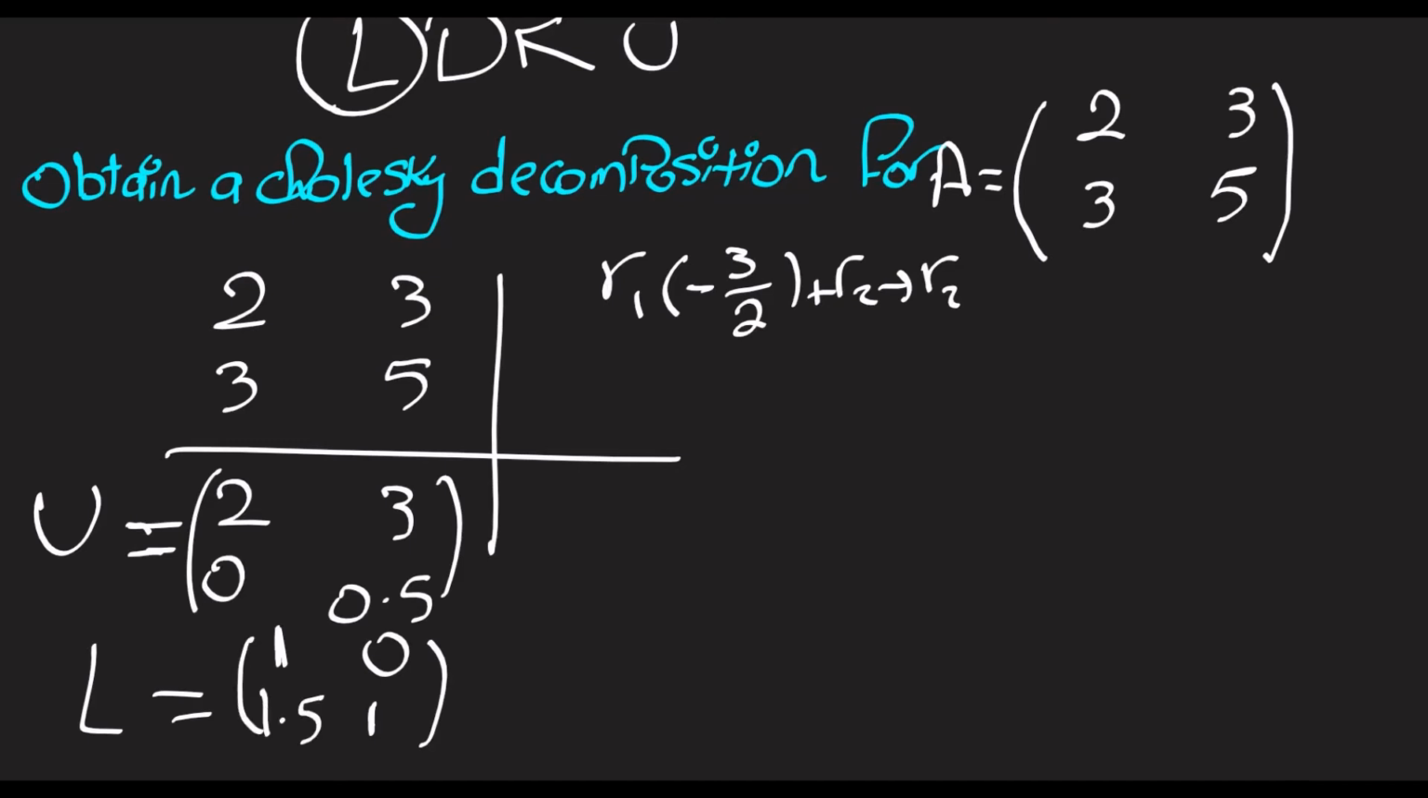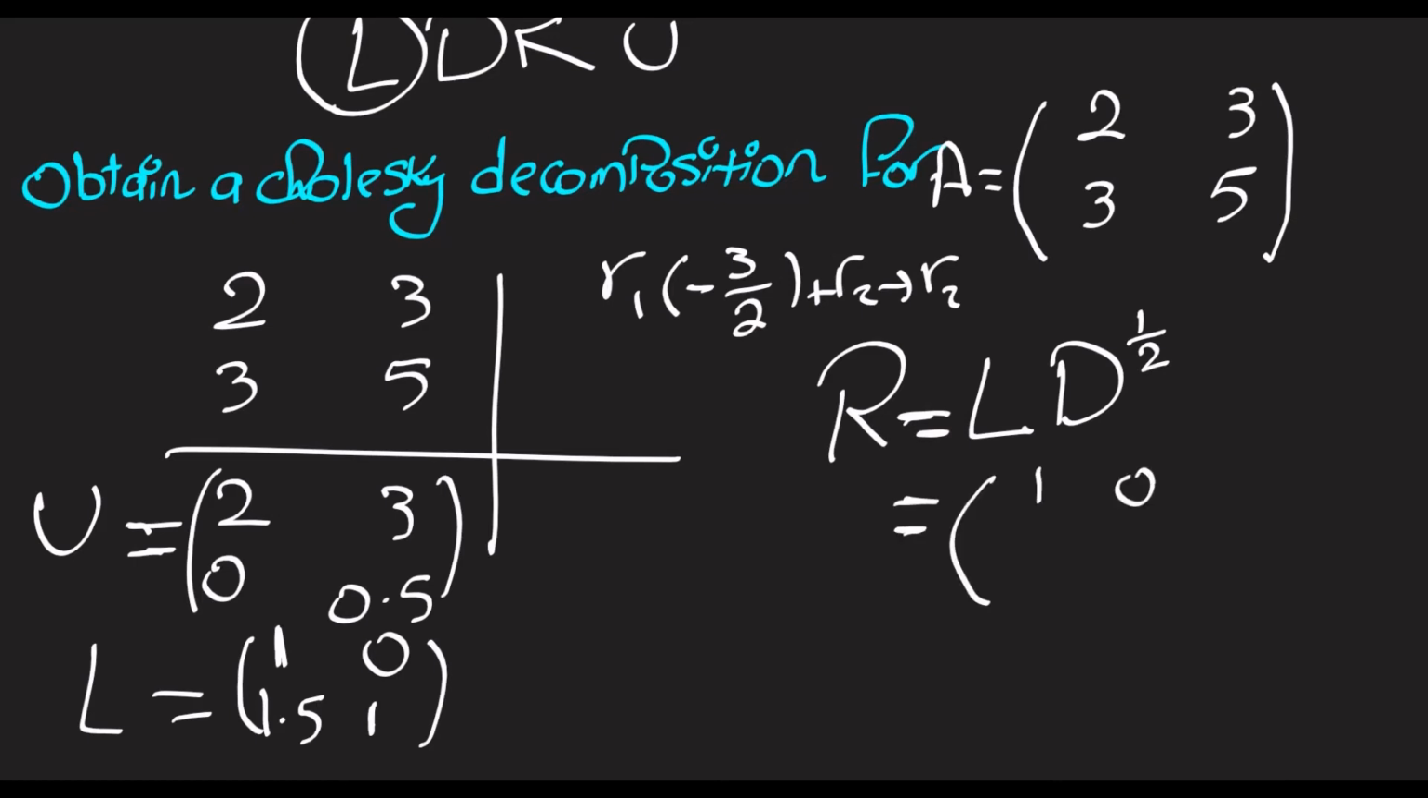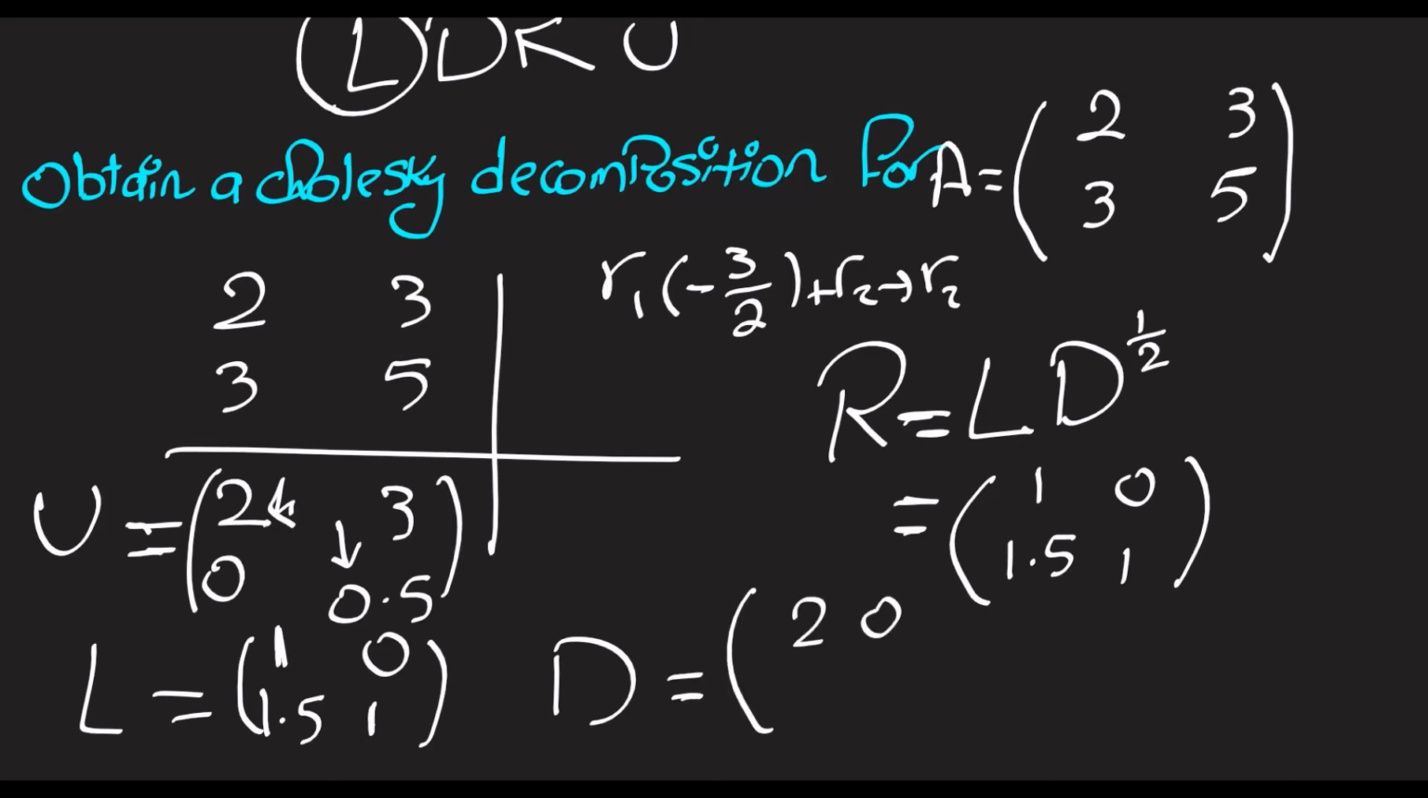Okay, so we've got 1, 0, 1.5, 1 as L, and all we need is R equals L D to the power of half. So we got L. L is 1, 0, 1.5, 1. D is this element in the diagonal and this element in the diagonal. So we've got 2, 0, 0, 0.5. Root D is root 2, 0, 0, 1 over root 2. So this is going to be R.